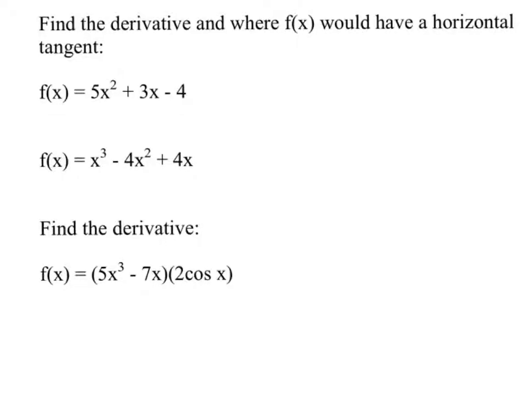This is some review of what we did yesterday, as well as the quotient rule. So first of all, find the derivative and where f of x would have a horizontal tangent. Please remember that a horizontal tangent means the slope is 0. Well, for us in calculus, remember the word slope and derivative are interchangeable. So we also know the derivative is 0.